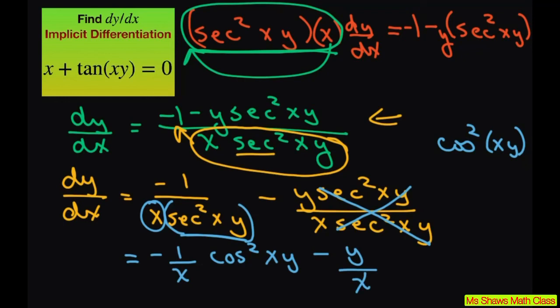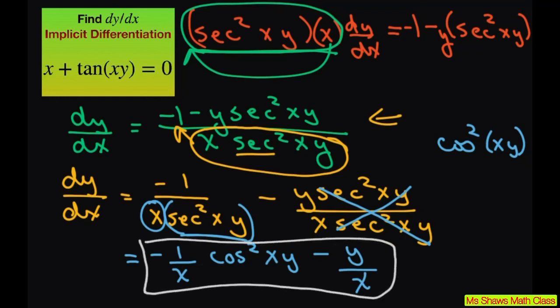You need to know how to write both ways. Like I said, this form is fine, but sometimes if you're doing this from a textbook, the answer is going to be written this way, so you need to know how to simplify further.